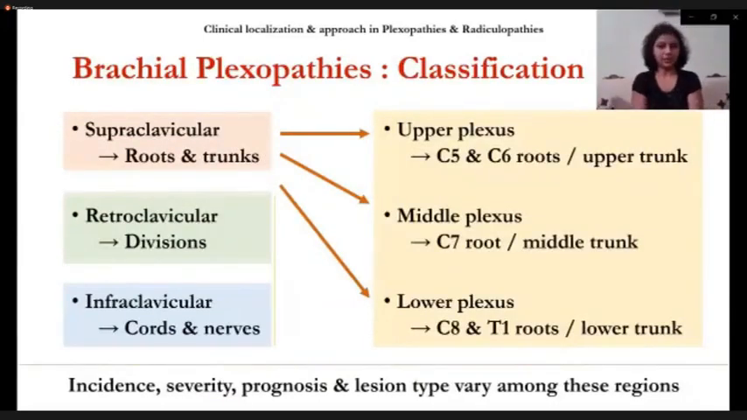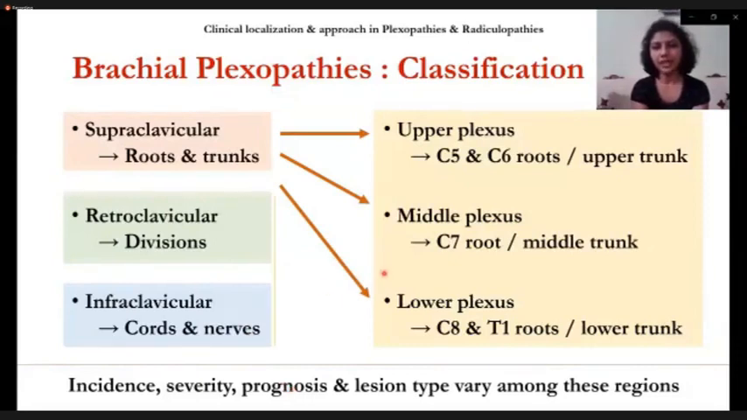Coming to the pathologies of the brachial plexus. Brachial plexopathies can be classified in several ways, but they are best classified based upon the anatomical regions that are affected as supraclavicular, retroclavicular, and infraclavicular plexopathies. Although this approach sounds very simple, it has a lot of clinical utility because the incidence, the severity, the prognosis, the etiologies, and the lesion types vary among these regions.